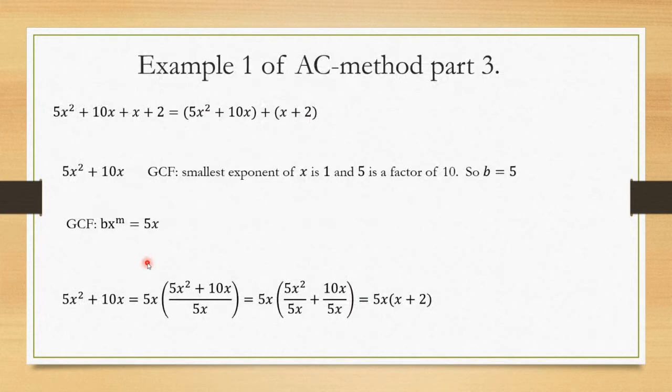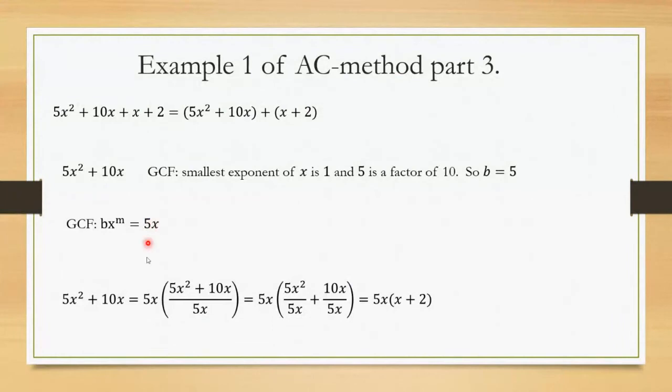Now I was saying b is this, m is this. This is what I was referring to because the GCF we said was of the form b times x to the m. So anyway, here we get m is 1. M is the smallest exponent of x. B is 5, since 5 is a factor of 10. If you were to list the factors of 5 and 10, you would see that the greatest common factor is 5. So b is 5, and we get 5 times x is the GCF.